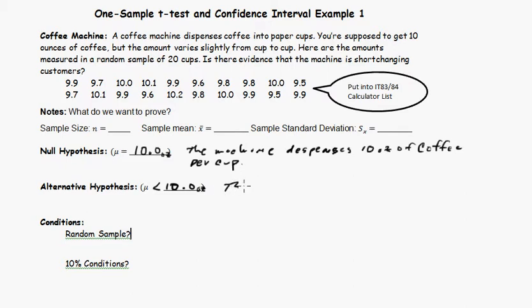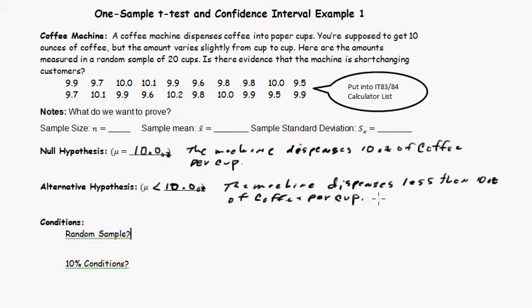Okay, so then here we would say the machine dispenses less than 10 ounces of coffee per cup. Okay, so those are our hypotheses.